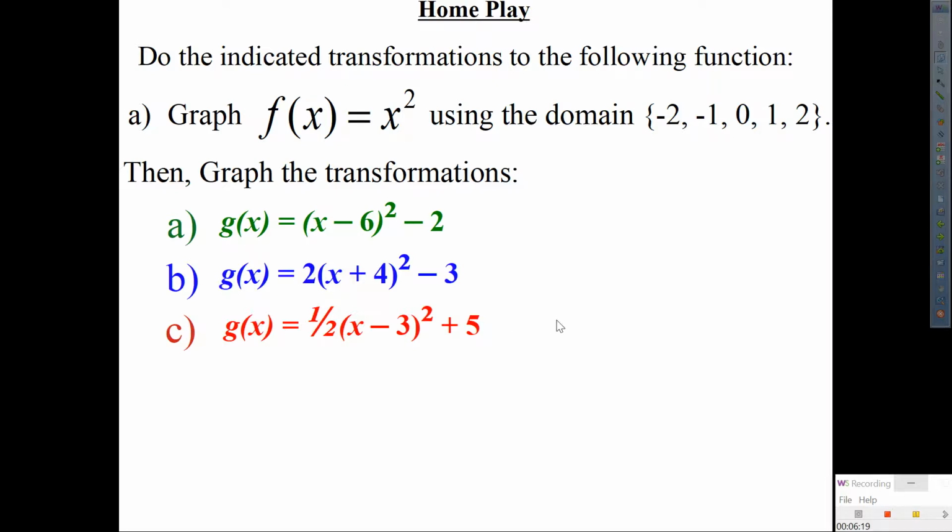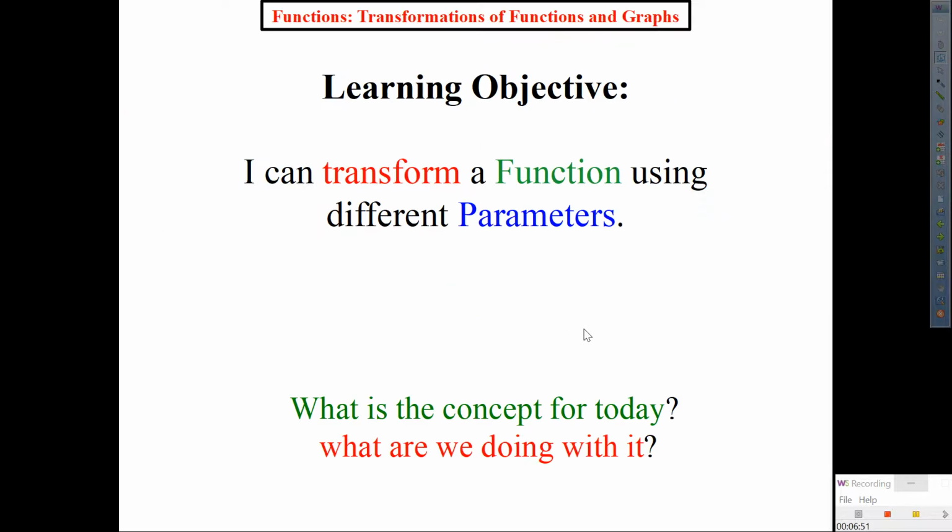All right. So today we don't need a Cornell note. We're going to do the notes on your graph paper. So if you have your graph paper, turn to the side where you have the 2 medium-sized graphs, the coordinate planes, and I want you to write the objective at the bottom left. I can transform a function using different parameters. That goes on your graph paper at the bottom left. So the 2 medium-sized ones.